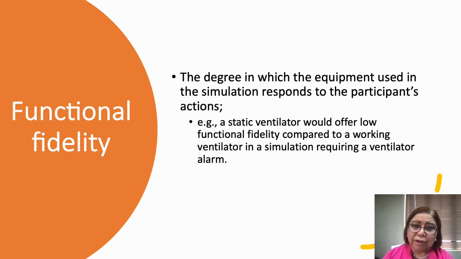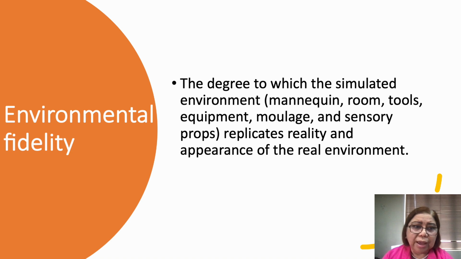Functional fidelity, on the other hand, refers to the degree in which the equipment used in the simulation responds to the participants' actions. For example, a simulation requiring a ventilation alarm: a static ventilator would offer a low functional fidelity compared to a working ventilator. Environmental fidelity, on the other hand, is the degree to which the simulated environment, for example, the mannequin, the room, the tools, the equipment, the moulage, the sensory props, replicate reality and appearance of the real environment. This is environmental fidelity.